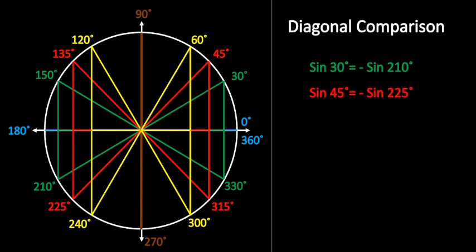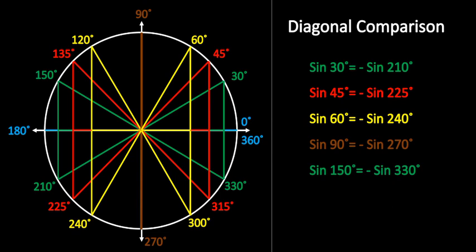Similarly, sine of 45 degrees is equal to minus sine of 225 degrees. Sine of 60 degrees is equal to minus sine of 240 degrees. Sine of 90 degrees is equal to minus sine of 270 degrees. Sine of 150 degrees is equal to minus sine of 330 degrees. Sine of 135 degrees is equal to minus sine of 315 degrees, and sine of 120 degrees is equal to minus sine of 300 degrees.